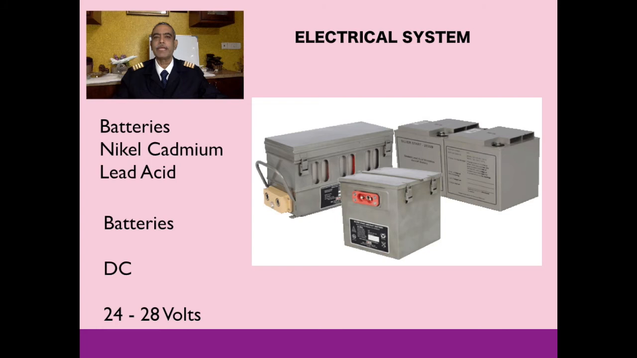from which several other services can be initiated. So there are two types of batteries that are used in aircraft systems, that is nickel cadmium and the lead acid batteries. And there are some advantages and disadvantages to both, and that's beyond the purview. It's enough for us to understand these produce about 24 volts to 28 volts DC.